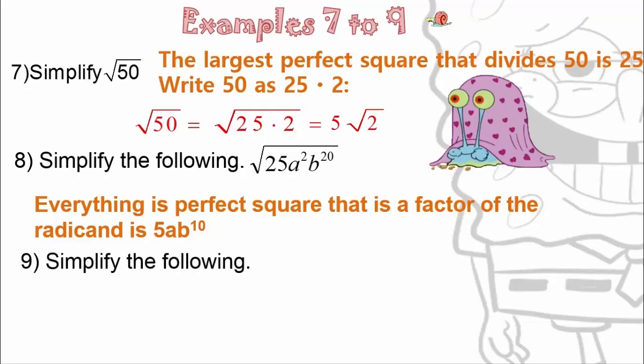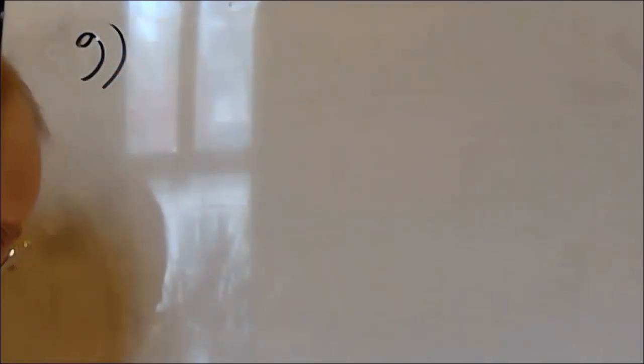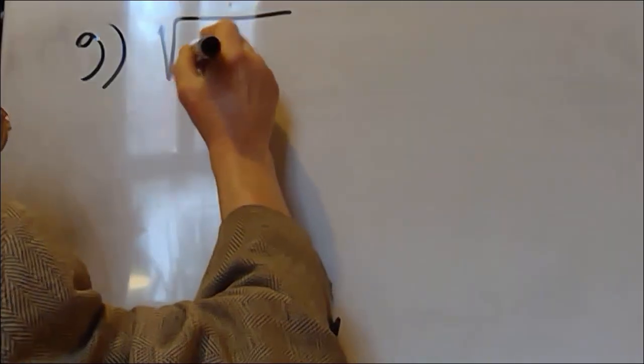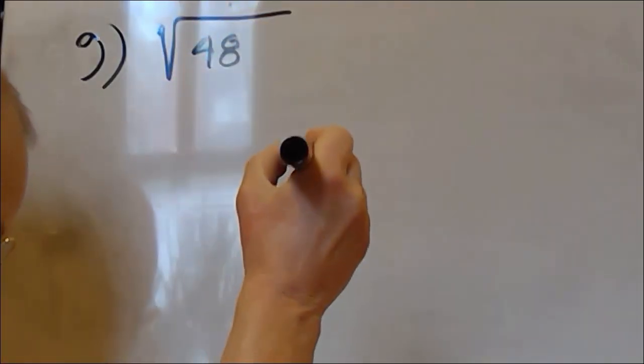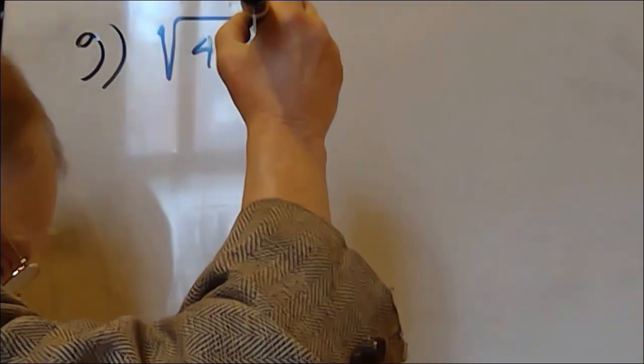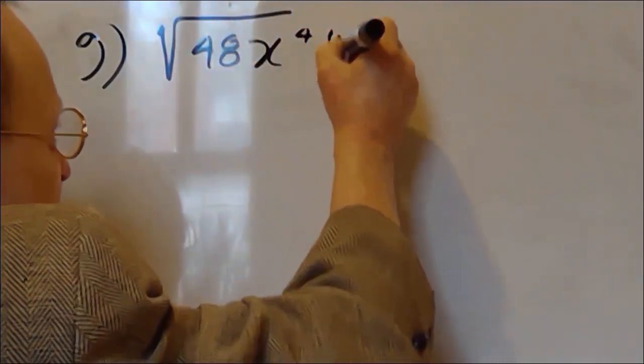In number 9, we're asked to simplify the following: the square root of 48 x to the 4th y to the 3rd. So let us go over to the whiteboard and work this one out. Now let's look at an example where everything is not a perfect square. And you may ask, well, what do we do about that? Well, that's what we're going to do when we see example number 9. And they ask us to simplify the square root of 48 x to the 4th y cubed.